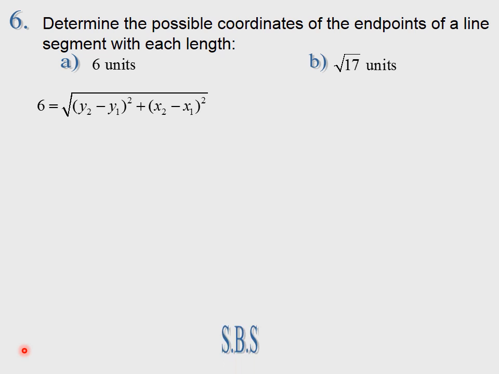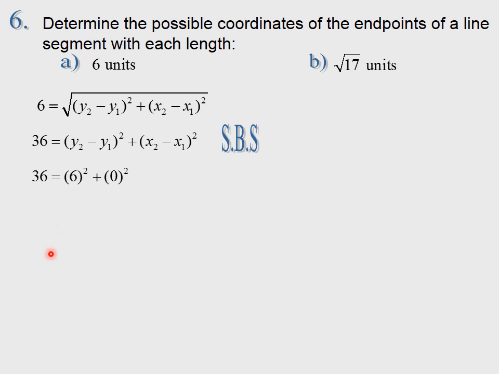And for these types of questions, the answers are going to vary because there's lots of different answers. Now, SBS means square both sides. We're going to square both sides to get rid of that square root sign. So if I square this side, I get rid of the square root, and 6 squared is 36. So this is starting to look a little bit better.